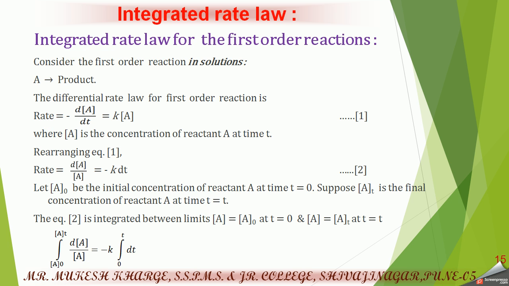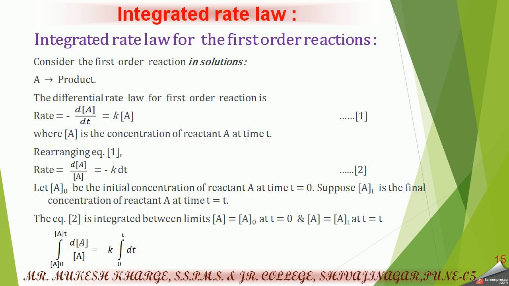Rate is equal to minus d/dt of concentration of A. d/dt means it is the differential form of change in concentration with respect to change in time, and this is a very small change, and here the negative sign indicates that the concentration of A decreases with time, and it is equal to k into concentration of A. Here the power of the concentration of A is 1, so it is a first order reaction, where square bracket A represents concentration of that reactant A at time t. This is our first equation.